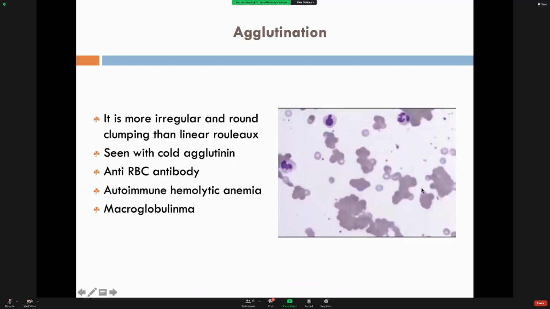Agglutinations, this is how it looks like agglutination. Looks like إنك you focus on thick film. You can see it عادة في الويسترن countries إذا كان في الشتاء يكون عندهم شيء اسمه cold agglutinin disease common. It's more irregular, round clumping than linear rouleaux, seen with cold agglutinin disease, anti-red blood cell antibody with autoimmune hemolytic anemia, وأيضا you can see it with macroglobulinemia.